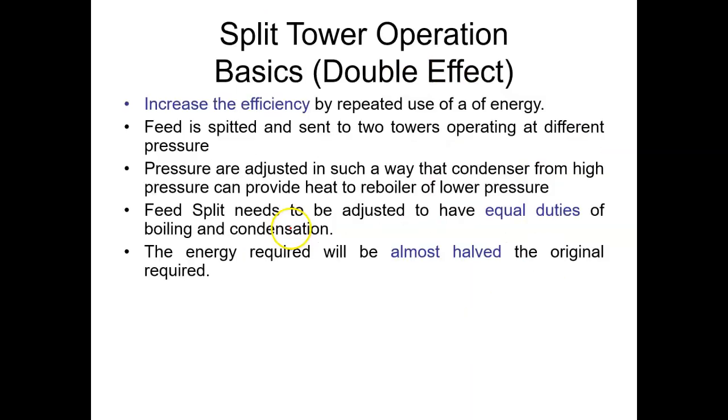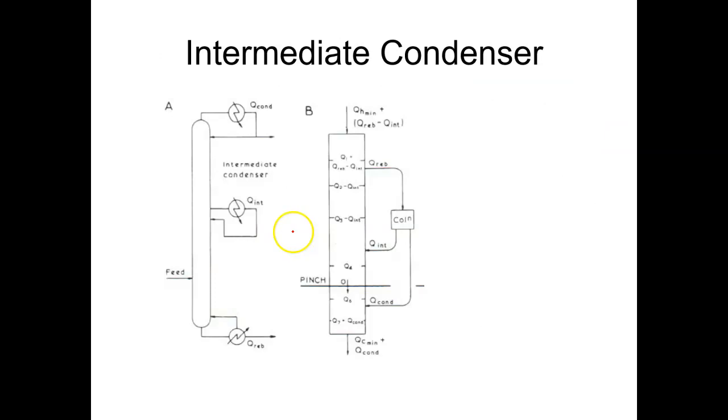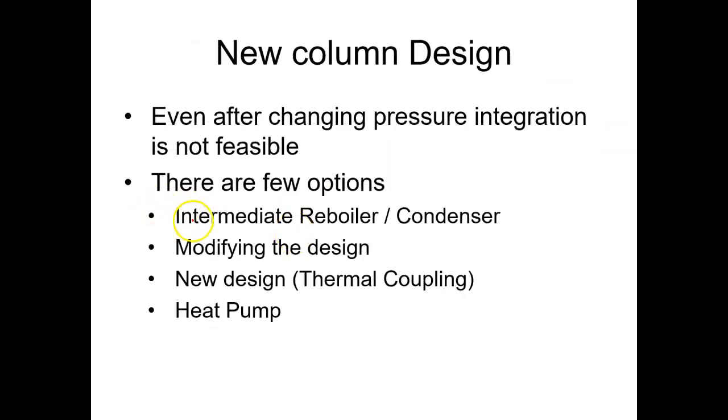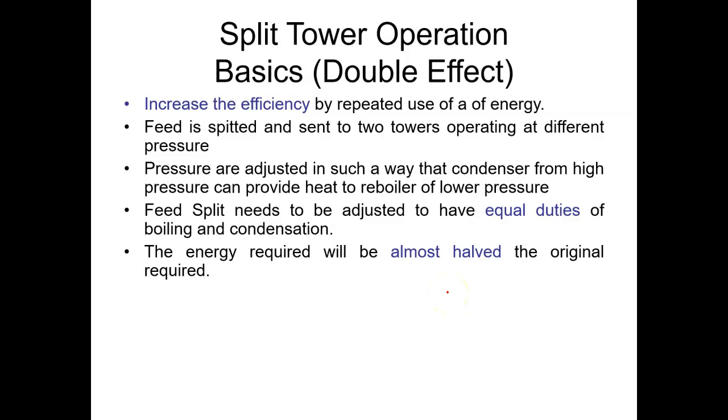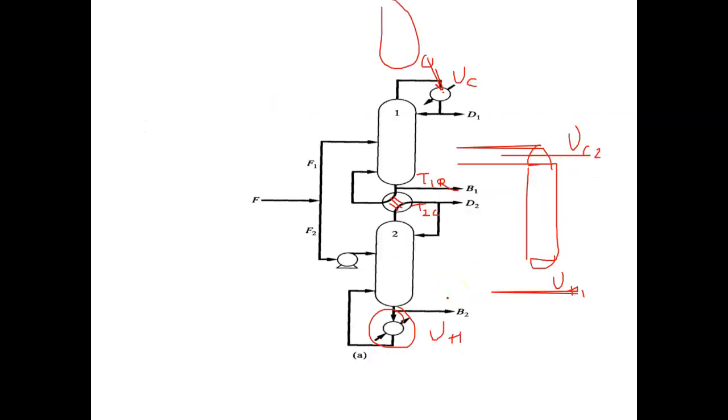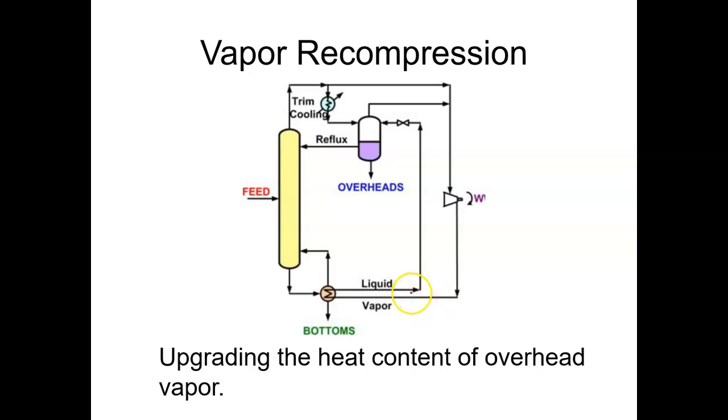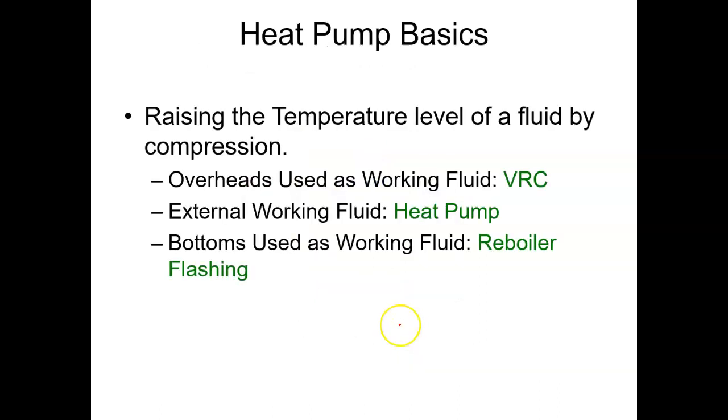So we discussed three different things: intermediate reboiler, modifying the design, and thermally coupled design. And when we meet next time, we'll talk about heat pumping. Heat pumping is nothing but reutilizing the energy, right, from the top or from the bottom. So in our next video, we'll discuss how we save energy by heat pumping, which is also known as vapor recompression or reboiler flashing.